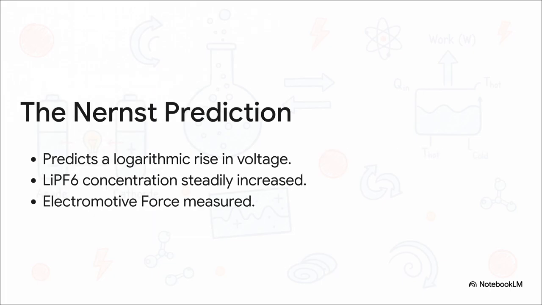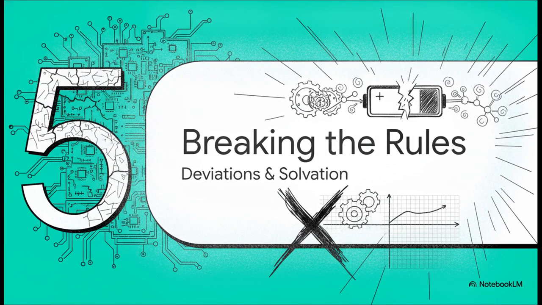Now, based on all the math we just went through, the Nernst equation absolutely guarantees what should happen here, right? As the concentration of the lithium electrolyte steadily increases in the lab, the battery's voltage should show a smooth, highly predictable logarithmic rise. On paper, it is supposed to be this nice, tidy, perfect little curve on a graph. But that leads us to part 5, breaking the rules, deviations, and solvation.